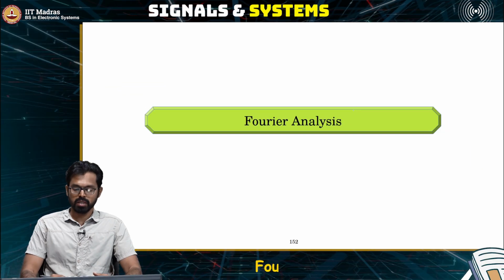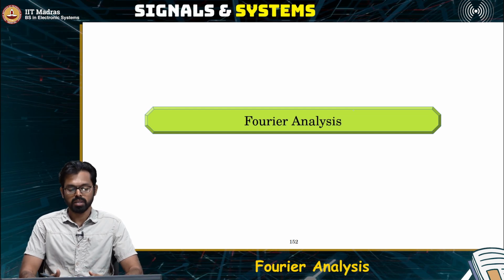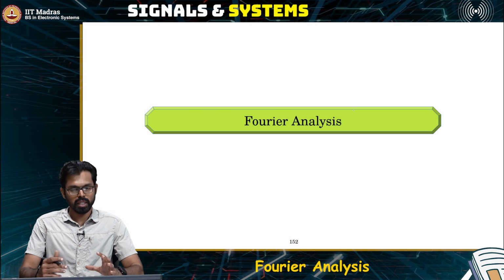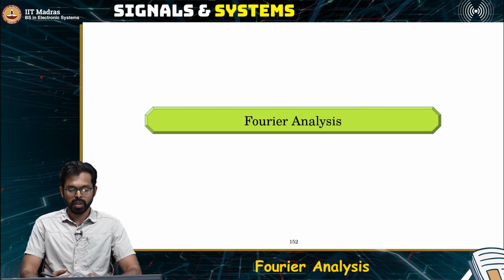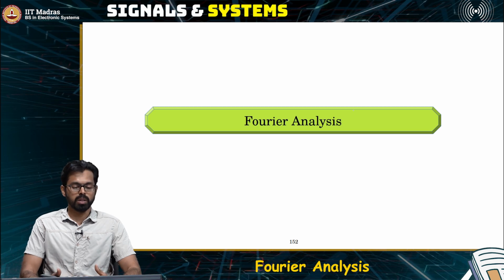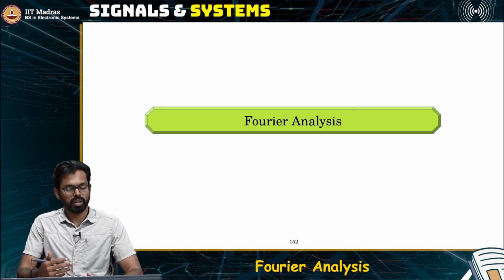From this lecture, we will start the discussion of Fourier analysis. Fourier analysis is nothing but representing signals using another set of signals. So why do we even want to represent a given signal in terms of other signals? This could be for different reasons.